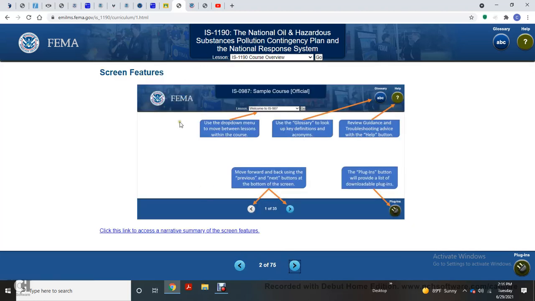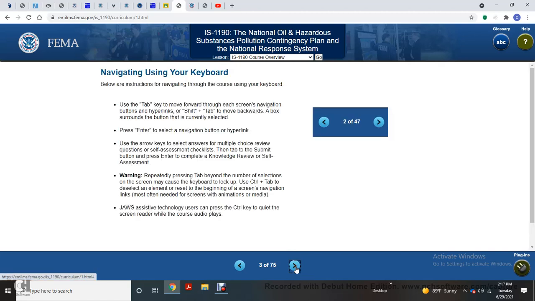All right, some features: the drop-down menu of the course, the glossary to look over definitions, review guidance, troubleshoot, the help button, the plug-in button for downloadable plug-ins, and buttons to move forward and backward from previous screens. Navigation can use the keyboard, shift, and tab.